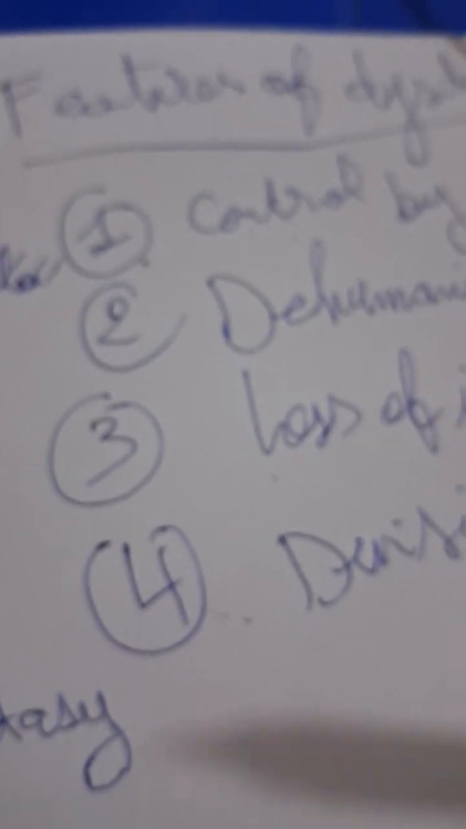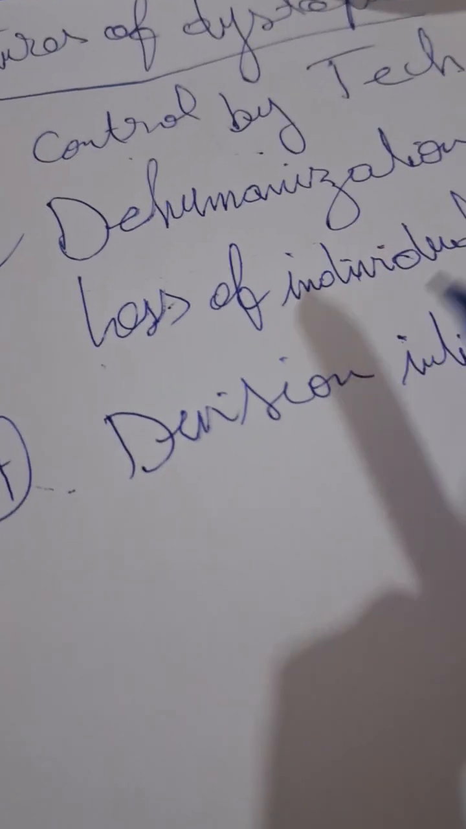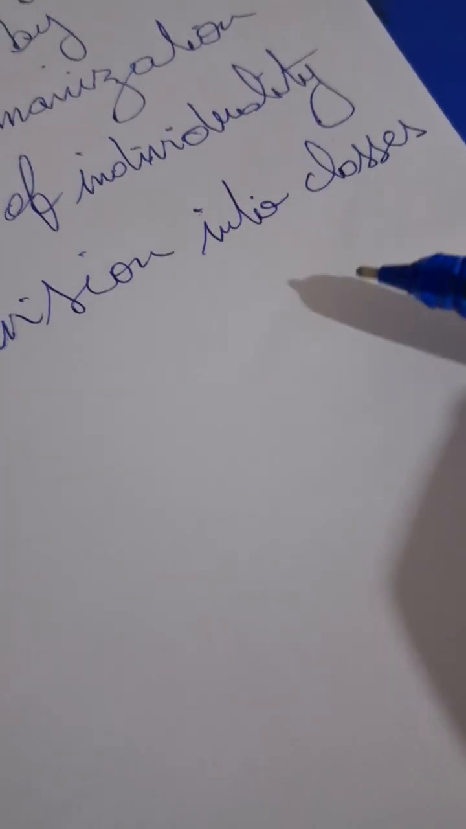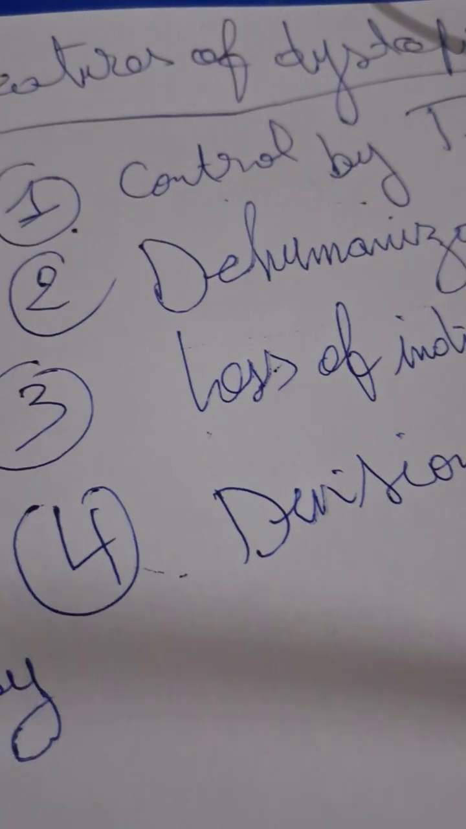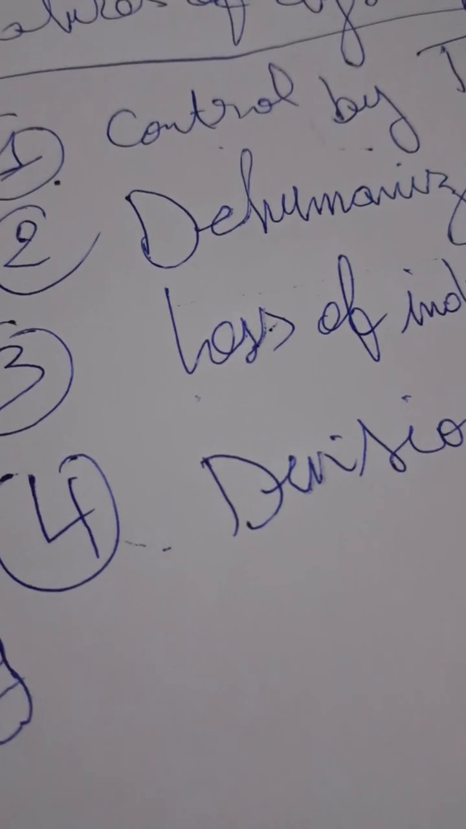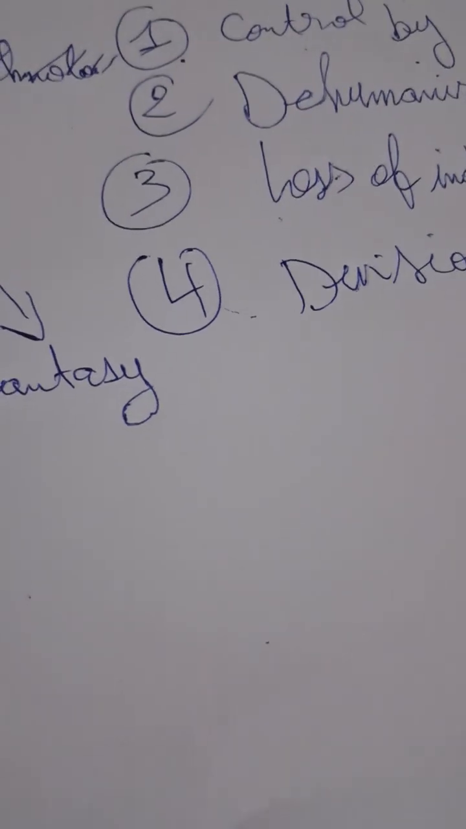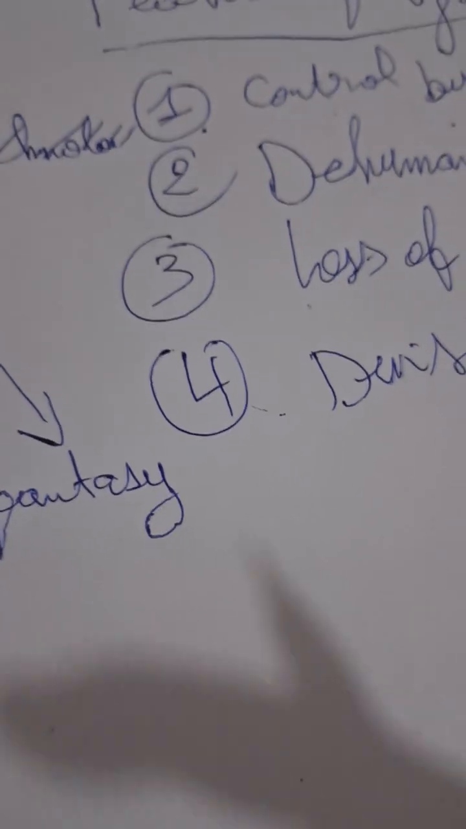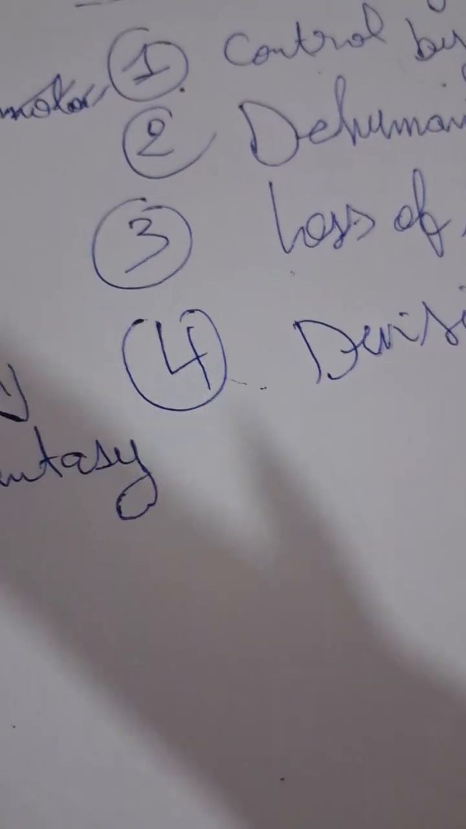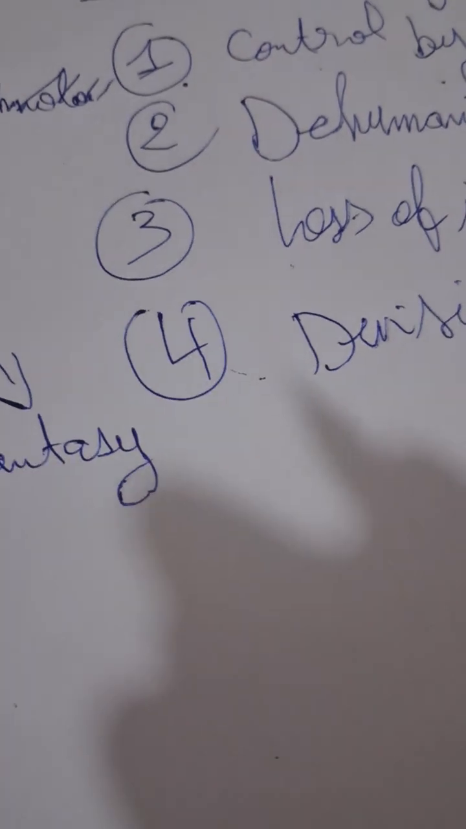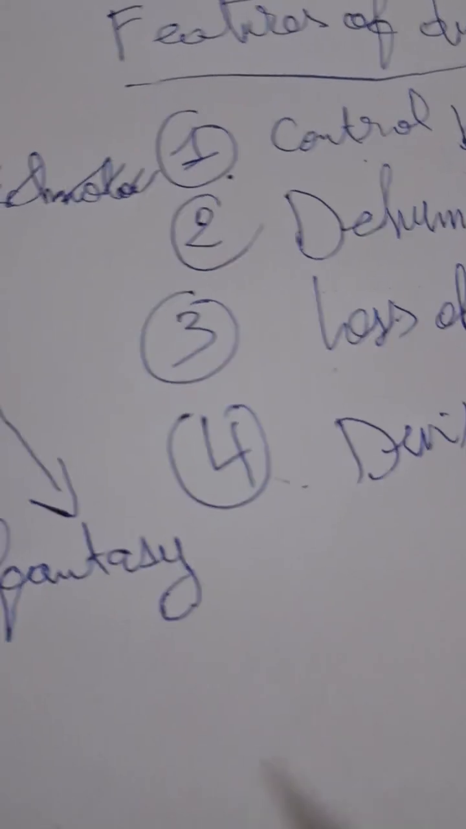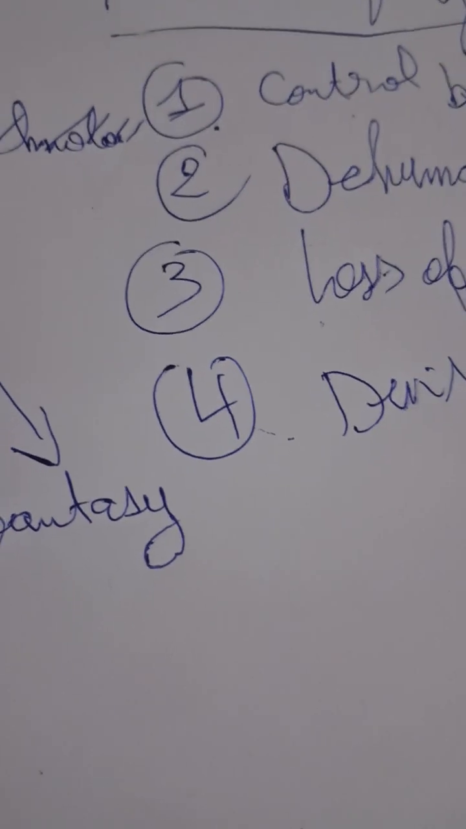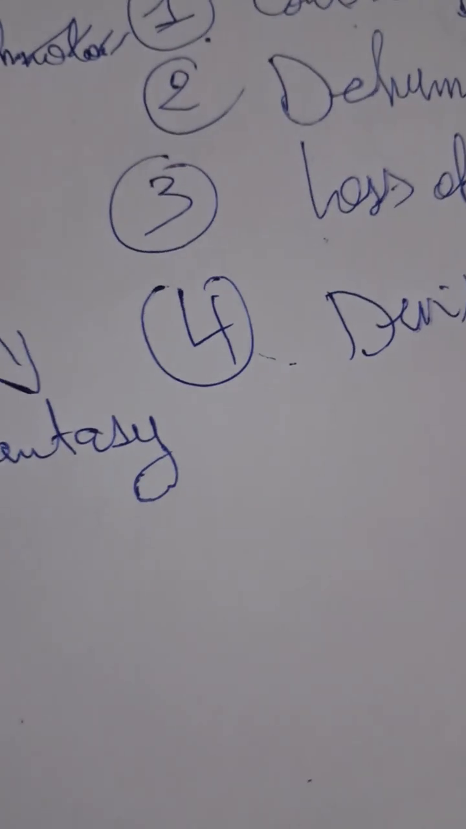Division into classes. So the features that I tackled: control by technology, dehumanization, loss of individuality, division into classes. Actually, there are many other features, but I want to focus only on those. So what is the aim behind writing this speculative literature generally, and dystopia specifically? It is sending a message. The author is warning the readers about the potential dangers of these advanced technologies, and what might happen if these practices or technologies are not checked or put under control.